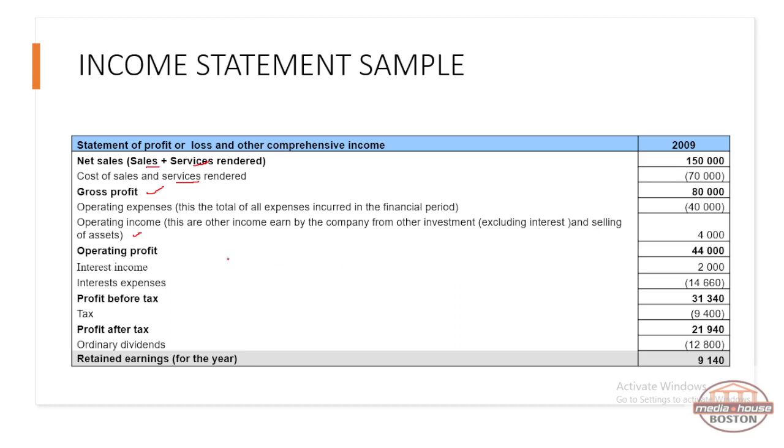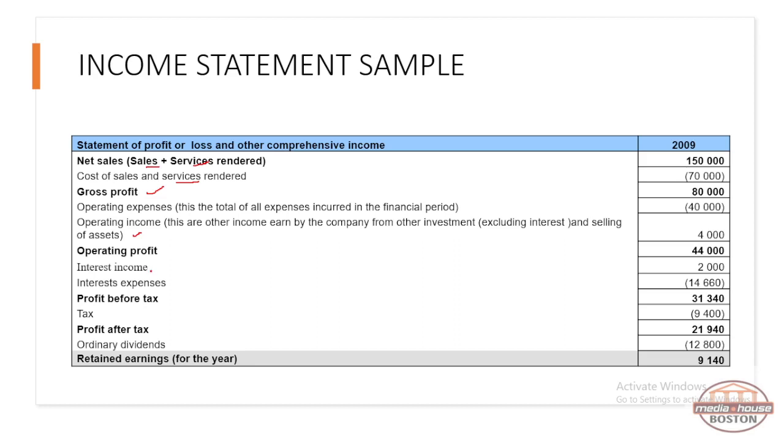If you sell assets which are used for operation of the business, we're going to include that under operating income. And then we've got operating expenses. These are the total of all expenses incurred in the financial period, excluding the cost of sales and interest expense. Then you're going to have your operating profit after the two have been added and subtracted, which indicates how much profit has been generated after incurring all the expenses excluding the interest and tax.